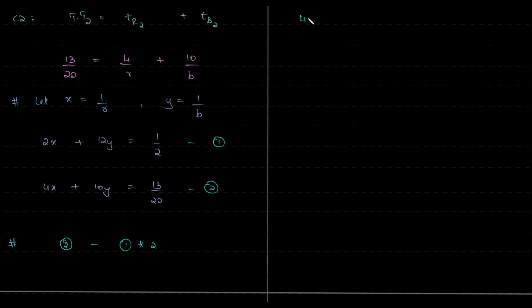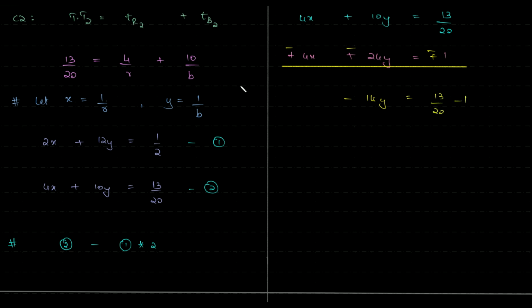So we have 4x plus 10y is equal to 13 by 20, and then we have minus 4x, actually let me convert it properly for you guys, plus 24y is equal to 1 by 2 into 2 is 1. Agree? So all we have to do is change the sign. And this gets cancelled, and this is minus 14y, and this is 13 by 20 minus 1. So LCM is 20 over here. 13 minus 20 is 7 by 20. So minus 14y is equal to minus 7 by 20.